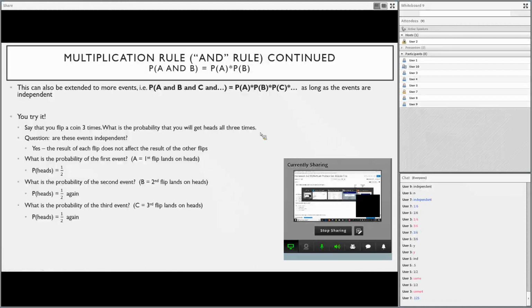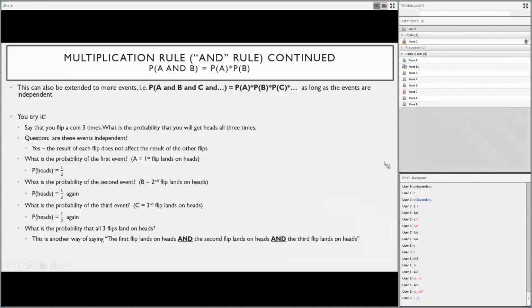Okay, so the question said, what's the probability that you will get heads all 3 times? So remember we said on the last slide, or maybe 2 slides ago, that we didn't have to see the word and in the formula, or in the question, I mean. So as long as that word and is somehow implied, we're going to use this formula. So let me minimize the chat because now it's blocking the words. So saying that you get heads all 3 times is just a condensed way of saying that the first flip lands on heads, and the second flip lands on heads, and the third flip lands on heads. Does that make sense?